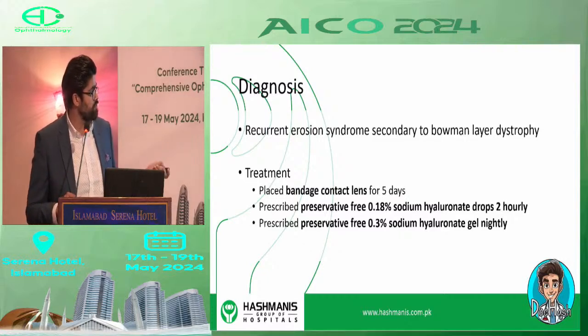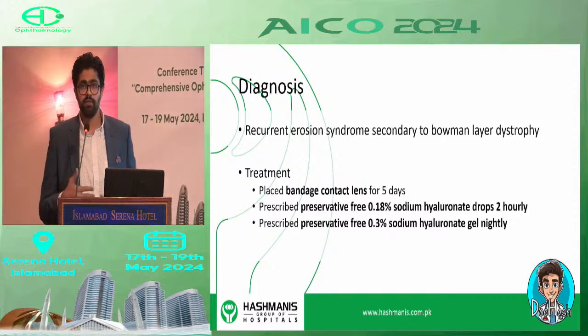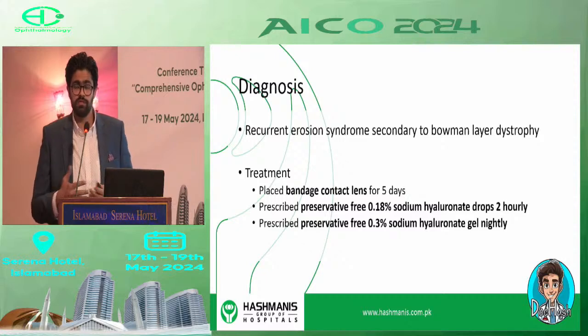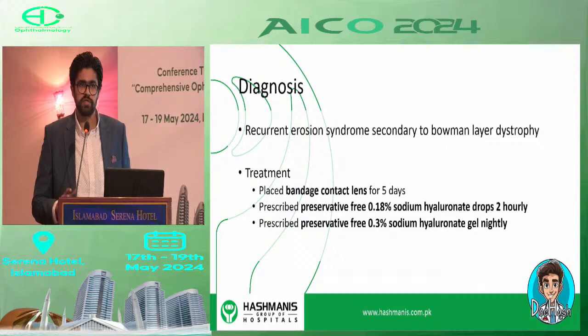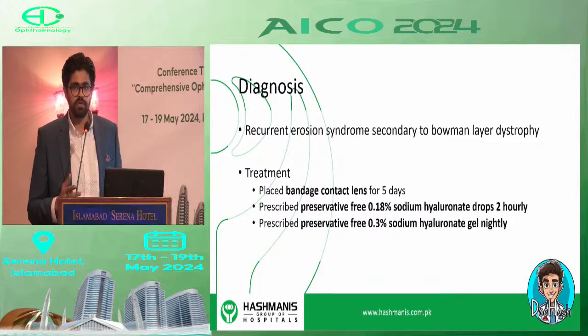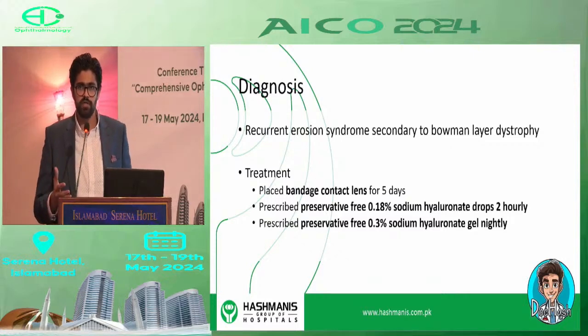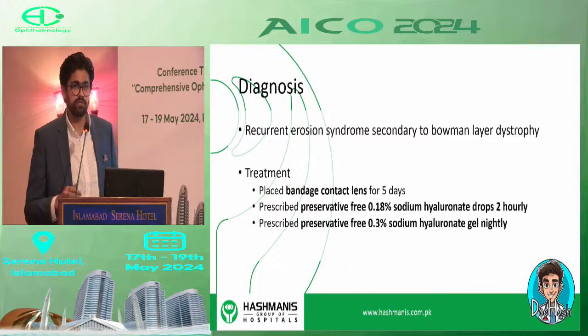And all we did, we placed a bandaged contact lens for 5 days, and then preservative-free sodium hyaluronate 2 hourly with the gel nightly. And in about a month, her symptoms went away. We continued this for 6 months, and she's fine to this day. So again, diagnosis is very important. This wasn't a dry eye case. This was actually a corneal recurrent erosion case, which presented like dry eyes.